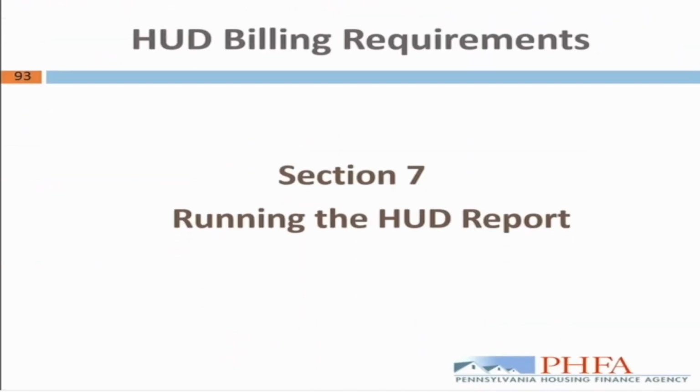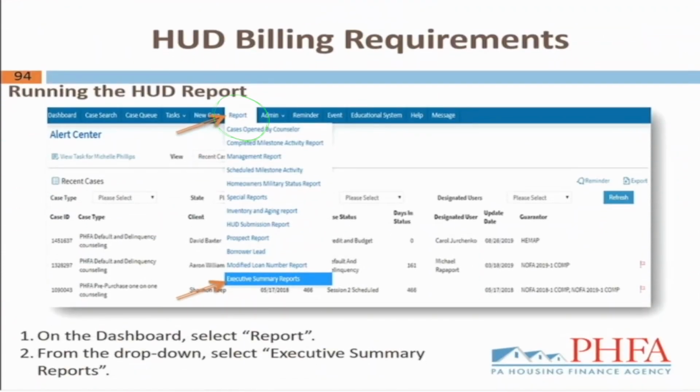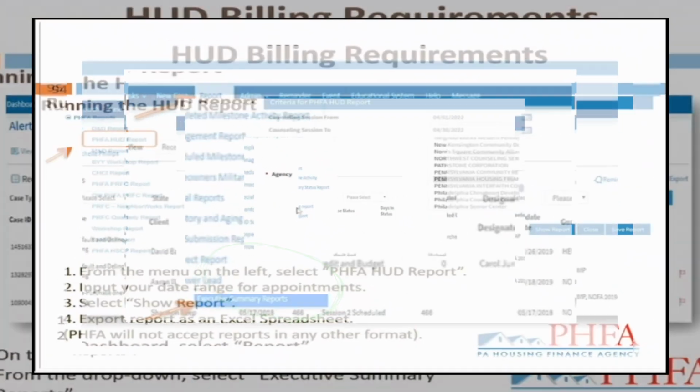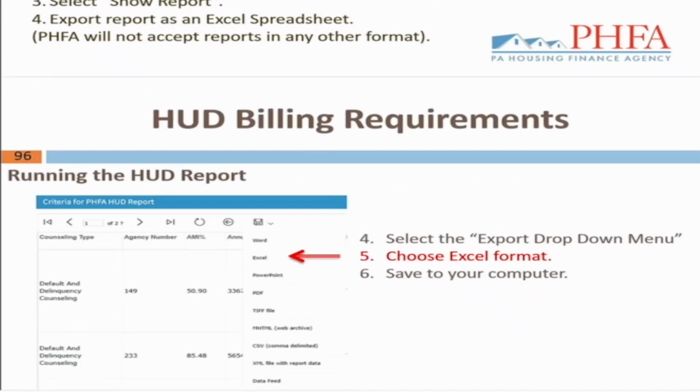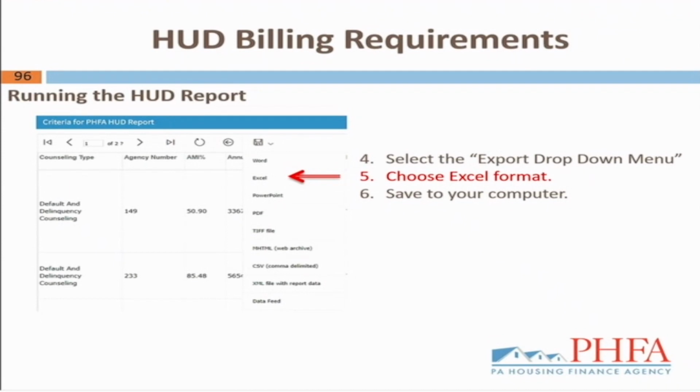Section 7, running the HUD report. On the dashboard, select Report, shown here in the center. From the drop-down, select Executive Summary Reports. From the menu on the left, select PHFA HUD report. Input your date range for appointments. Select Show Report. And then export report as an Excel spreadsheet. Select the Export drop-down menu, choose Excel format, and then save to your computer.